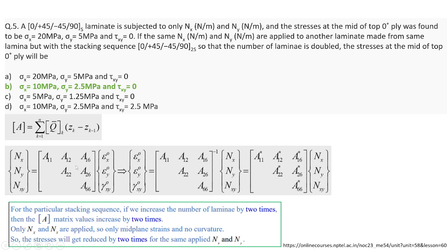So initially it was double, now it will be half. So now the strain is half, and accordingly the stress will also be half for the same moduli. Here the initial values are given: sigma x is 20, sigma y is 5 and tau xy is 0. They are getting halved because of the inversion here. So we take half of them, that is, sigma x will be 10, sigma y will be 2.5 and tau xy will be equal to 0.